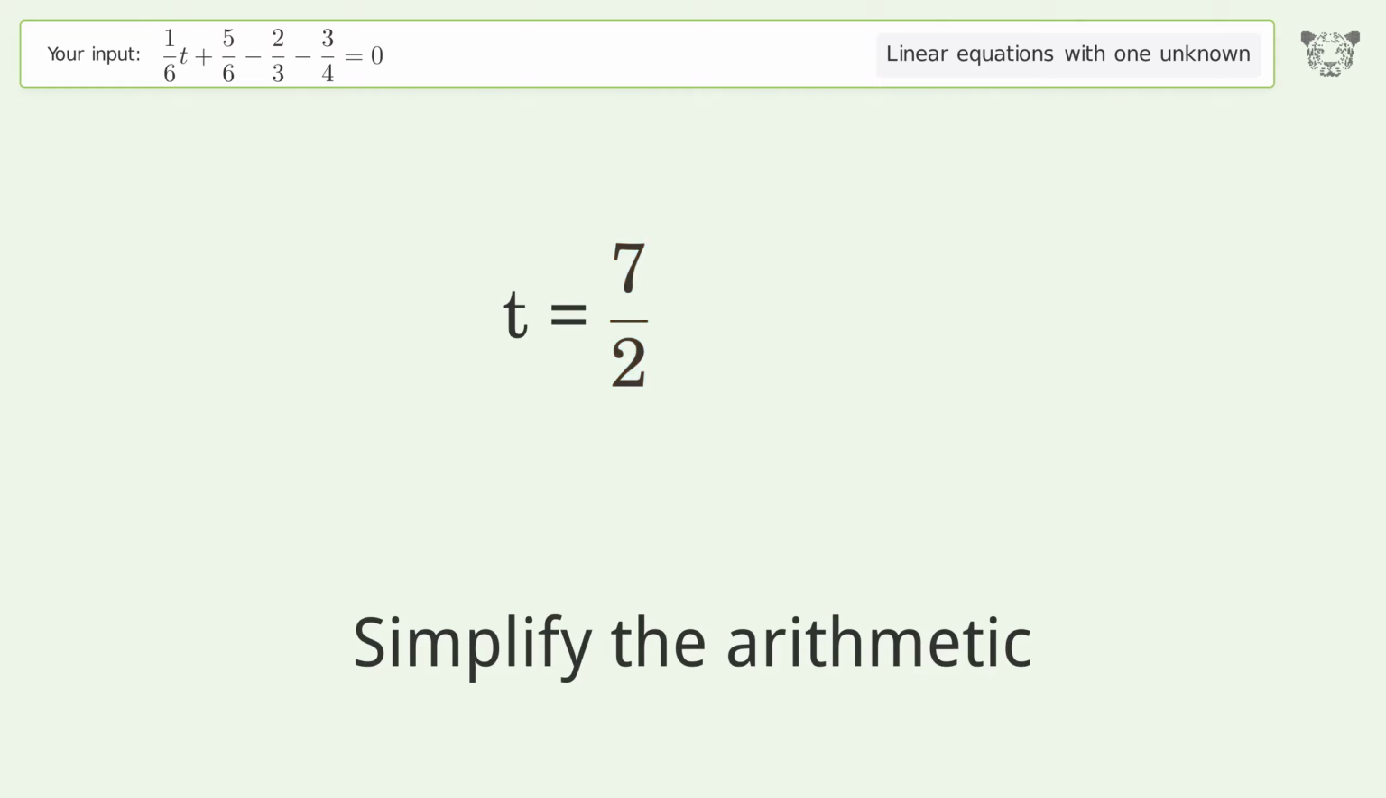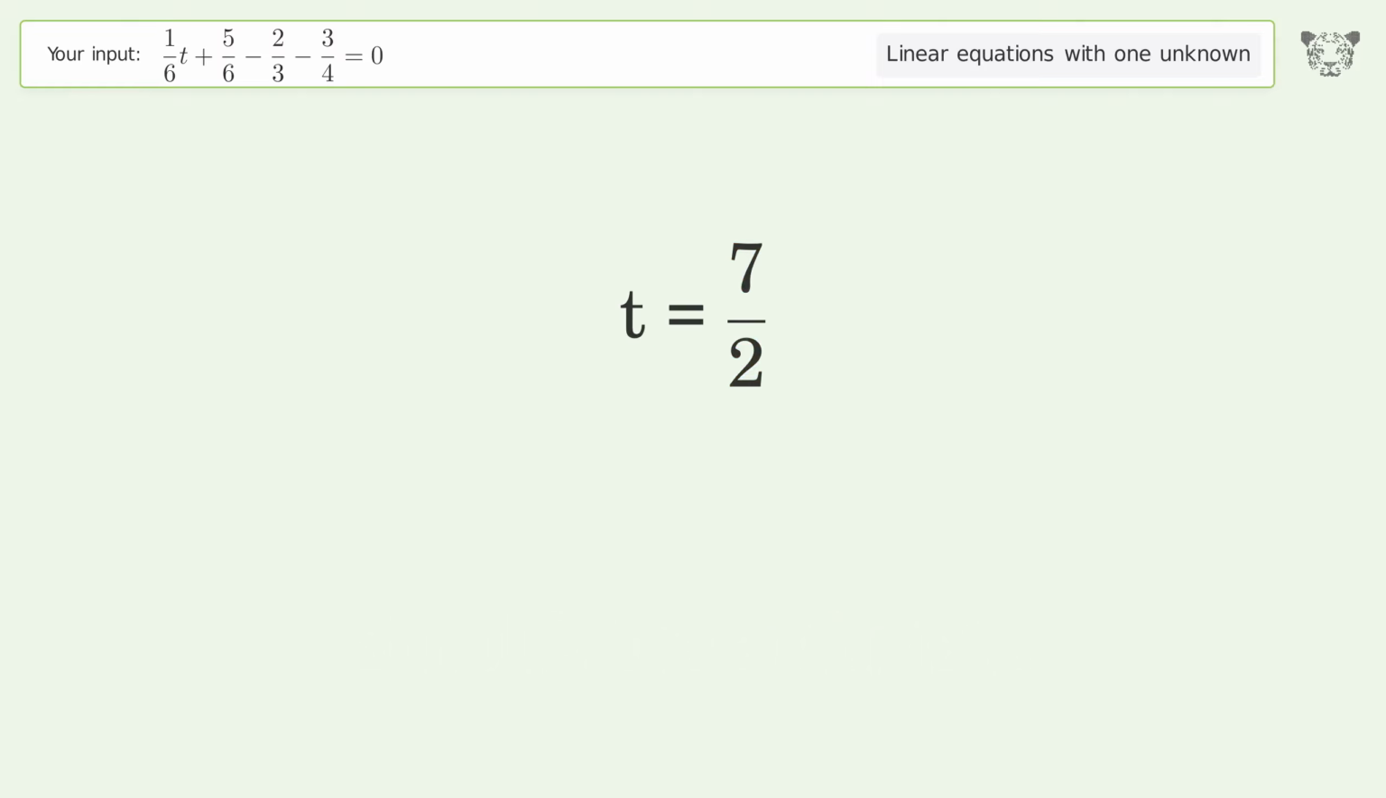And so the final result is t equals 7/2.